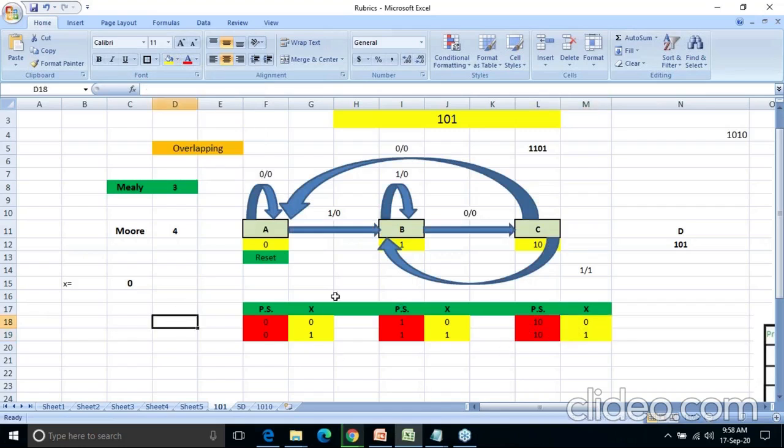Now next step. I am in state A, where 0 is already detected, and my input is 0. So is there any state named 0 0? You are in state A. Is there any state named 0 0? 0 0 means 0. Yes, this is 0, 0 0 and 0 are the same. So just apply a self loop. You are in the self loop and you write 0 by 0.